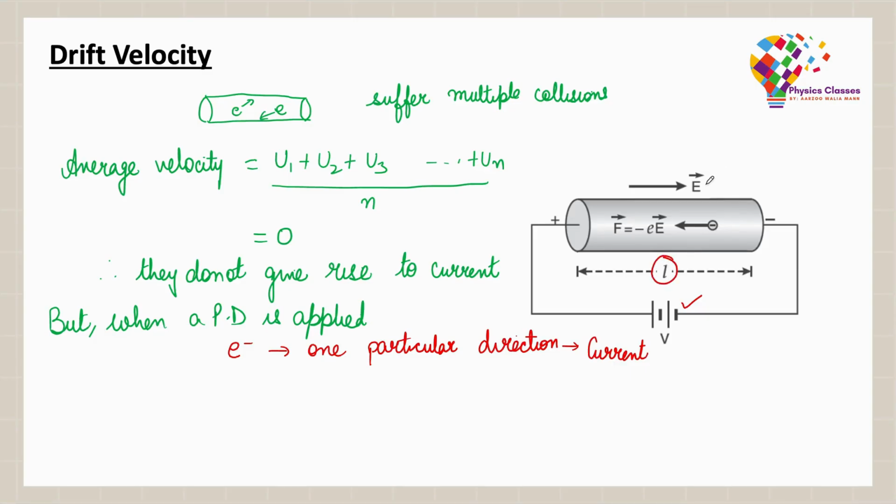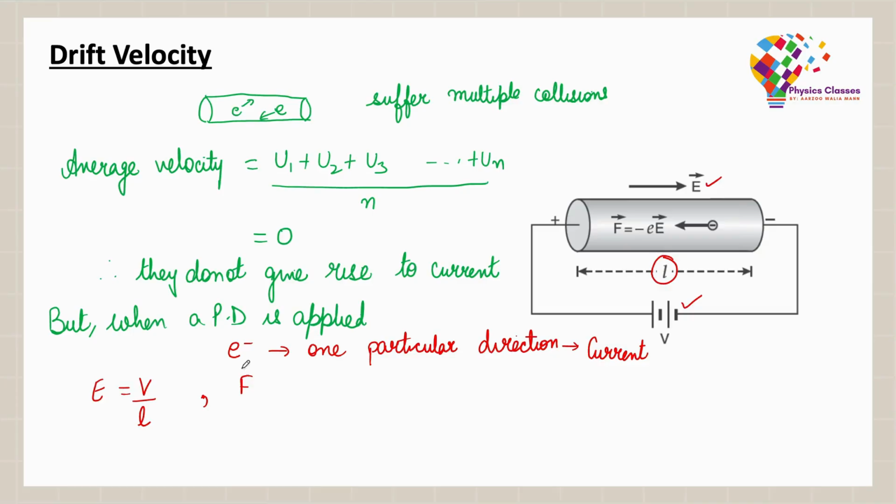Okay, now in general we know that if we apply a potential difference of V, and if I assume the length of the conductor to be L, then this electric field and potential difference can be related as E equals V by L, where V is the potential difference applied and L is the length of the conductor.